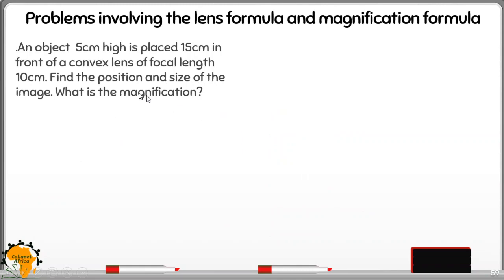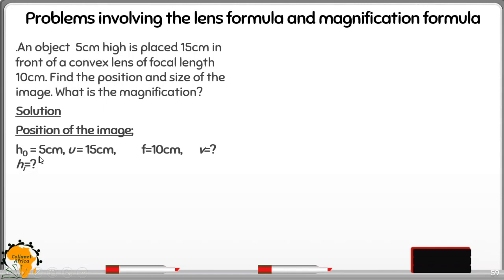Then we have another question. An object 5 centimeter high is placed 15 centimeter in front of a convex lens of focal length 10. Find the position and the size of the image, and of course you are supposed to get the magnification. We start by writing the values that are given. Our height of the object is given as 5, U is given as 15, and F is given as 10.